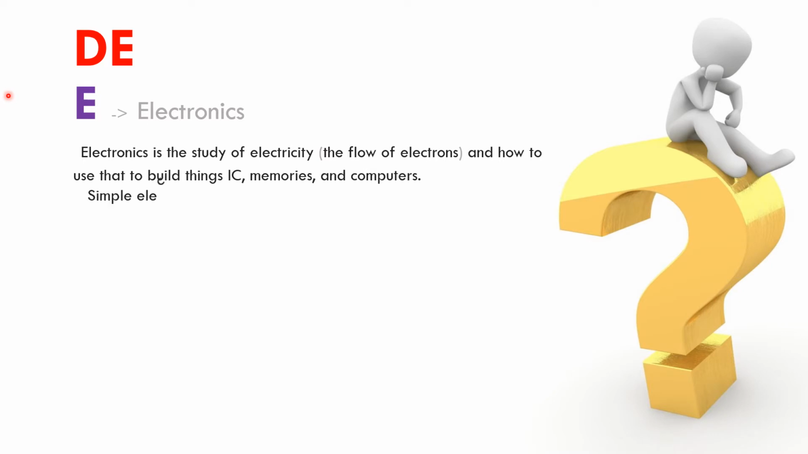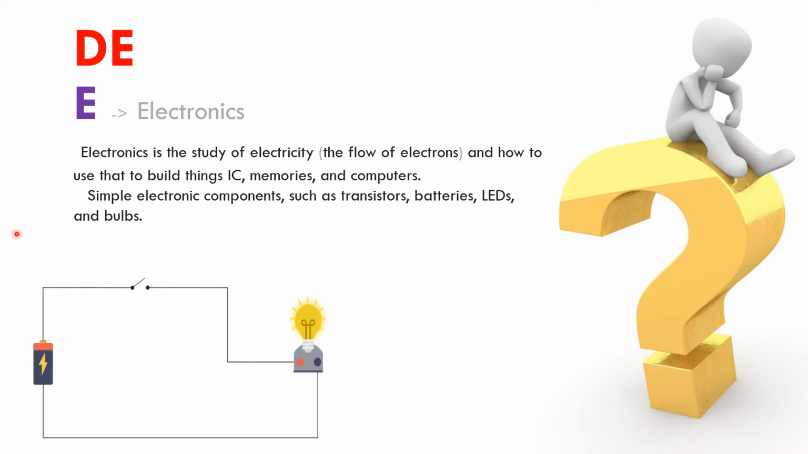If you look at some simple electronic components such as transistors, batteries, LEDs and bulbs. To understand this statement, let's take a small example of a bulb. So a bulb is an electronic component. When it connects to a power supply, the bulb will glow, right? If you look at this circuit, whenever this switch is turned on, the electricity passes through this bulb, and the bulb will glow. Here, you need to understand, with the application of electricity, the bulb glows, correct?